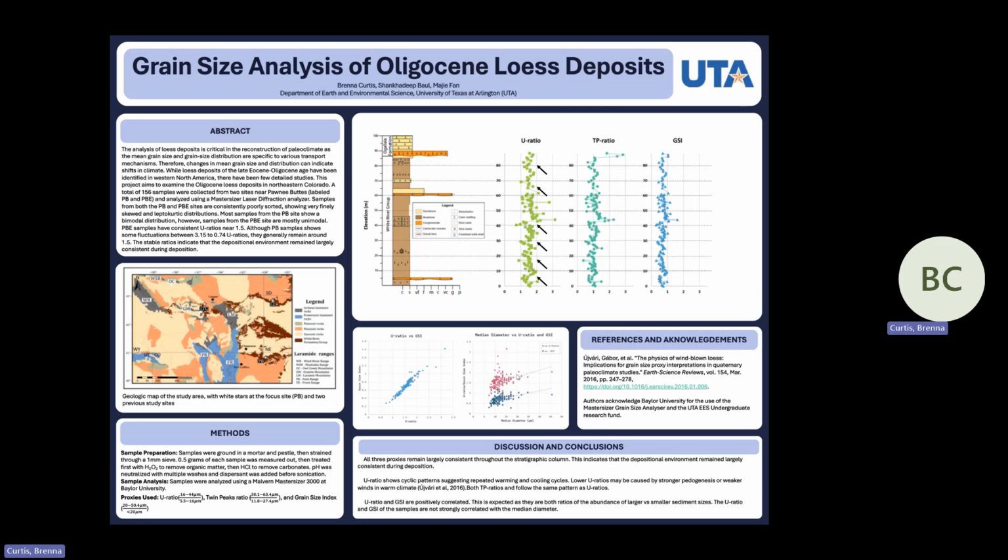Though when you compare the U ratio and grain size index to the median diameter of the sediments, there isn't a really strong correlation, which is interesting. We think that it might be because, since it's the ratio of two peaks of grain size, the ratio will be the same, but as the abundance of one or the other shifts, or maybe the ratio is the same but there's less overall, the median size will be skewed one way or the other.